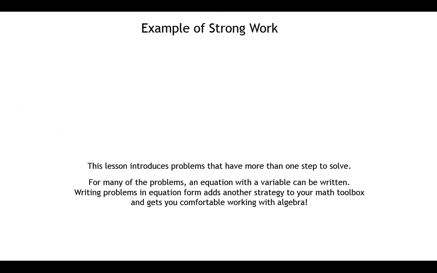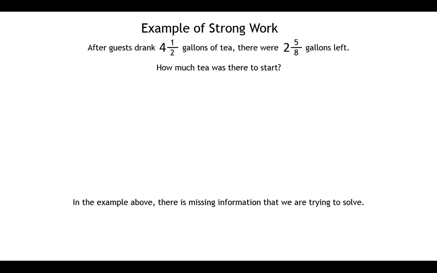This lesson introduces problems that have more than one step to solve. For many of the problems, an equation with a variable can be written. Writing problems in equation form adds another strategy to your math toolbox and gets you comfortable working with algebra. In the example above, there is missing information that we are trying to solve. After guests drank 4.5 gallons of tea, there were 2 5/8 gallons left. How much tea was there to start?